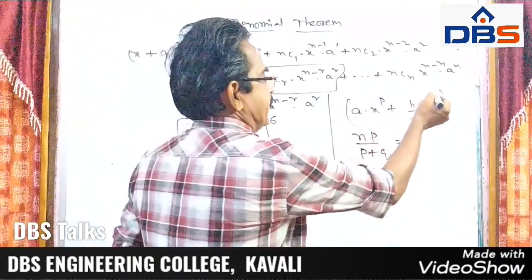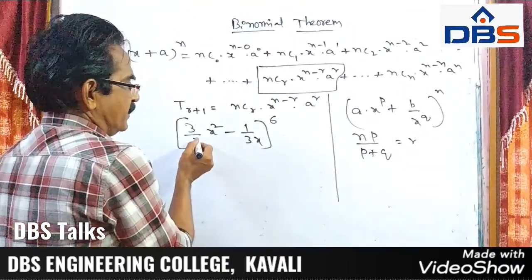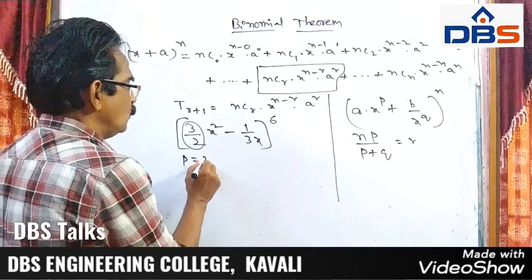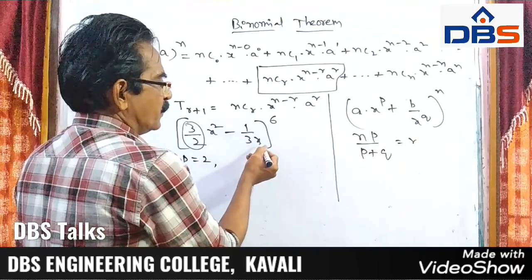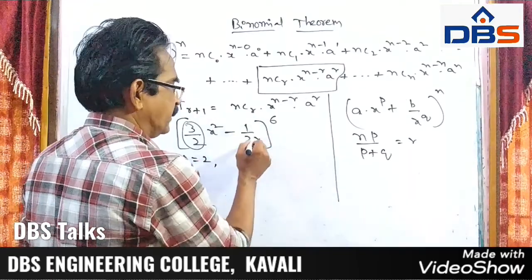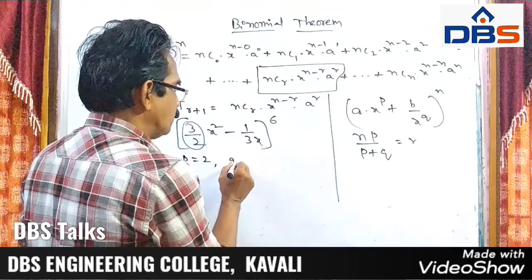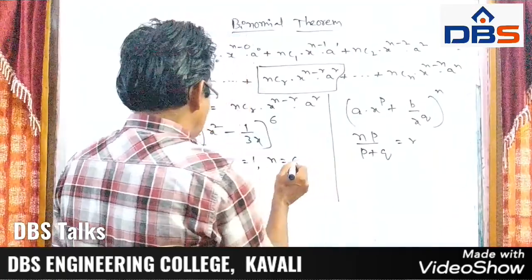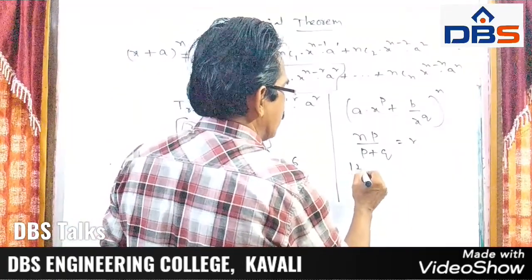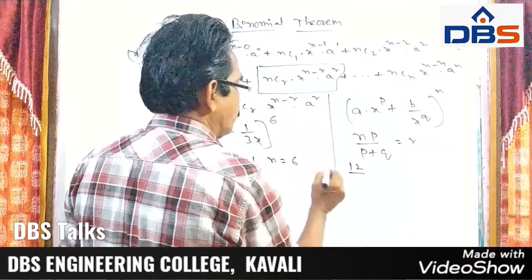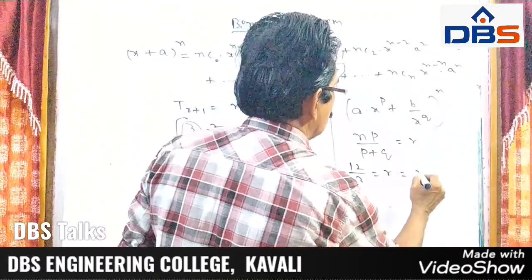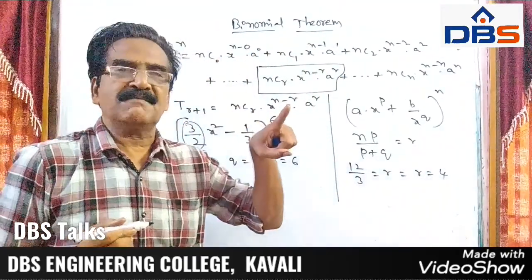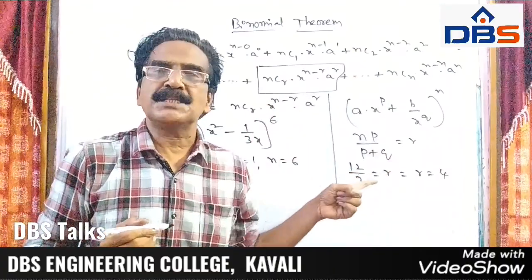Okay friends, here it is in the form a into x power p, that is p is equal to 2, and q is equal to 1, since it is 1 by 3 into x power 1. n is equal to 6. So np is 6 into 2, 12, by p plus q, 1 plus 2, 3. So r is equal to 4. So the required term is the r plus 1th term.